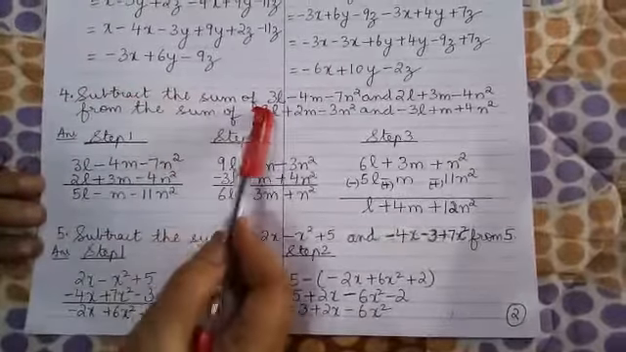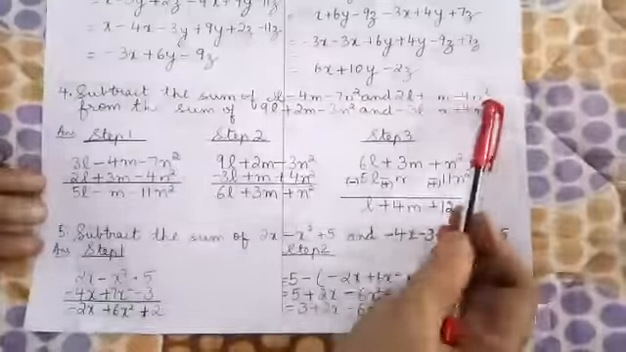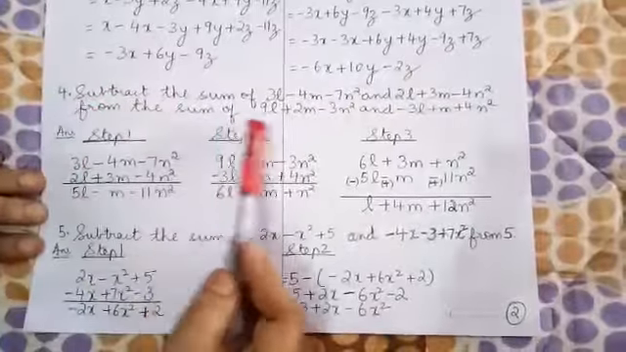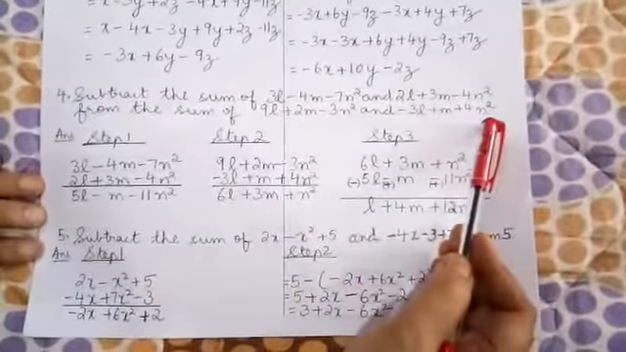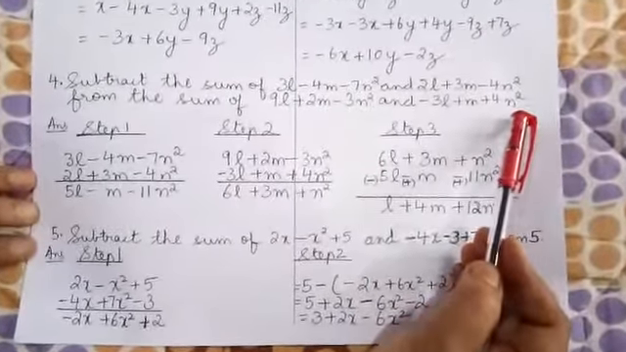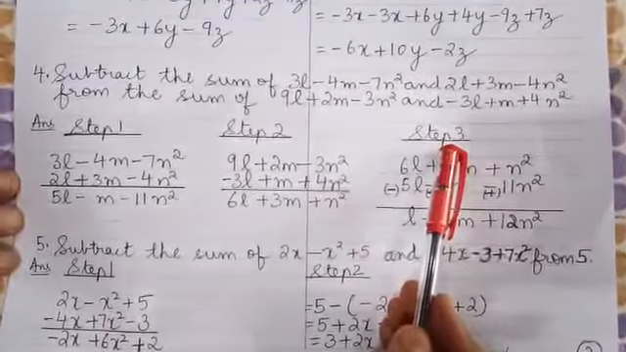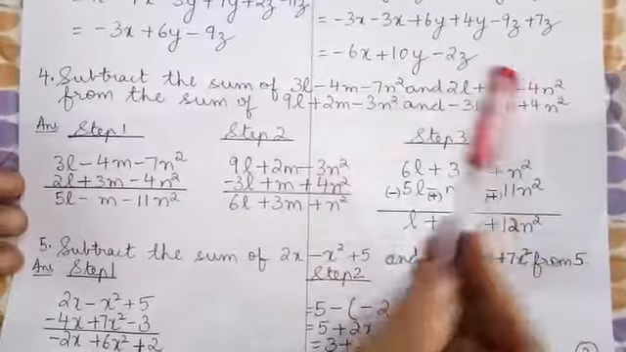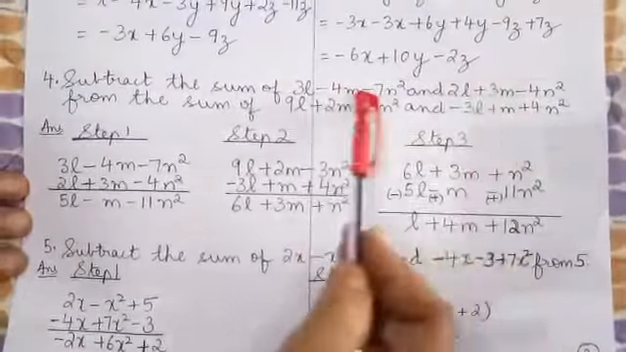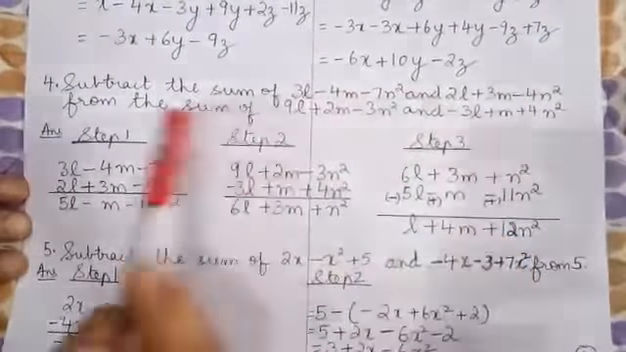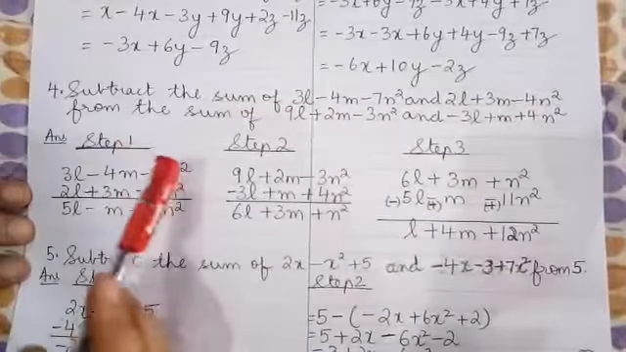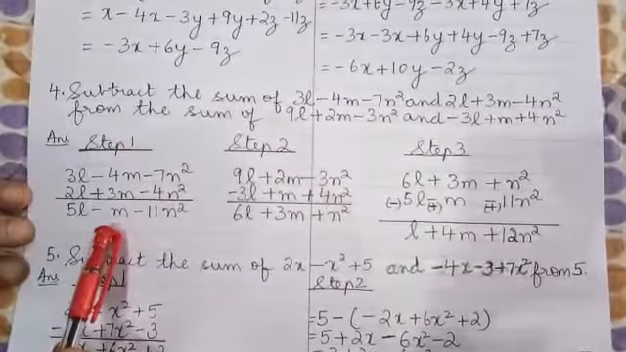Subtract the sum of this expression and this expression from the sum of this expression and this expression. So we have to answer this in 3 different steps. So let's do this first. Let's find the sum of these 2 expressions. So step 1, you can see it. I've worked it using the vertical method.